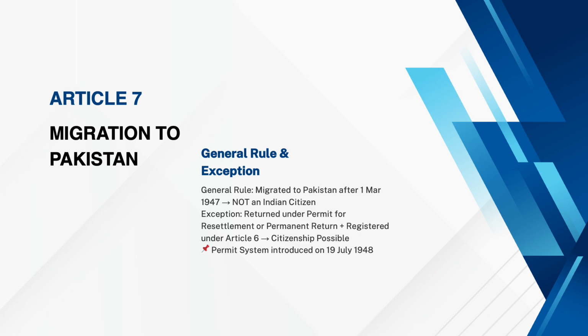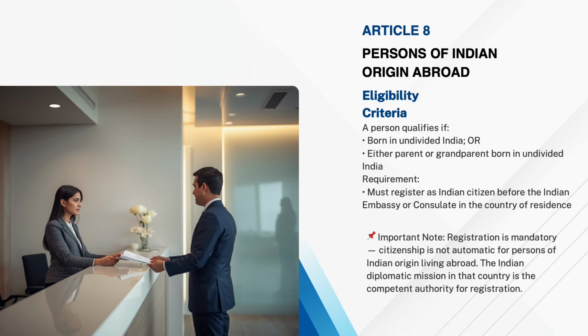Okay? But the exception is Article 6, right? Article 6, the one that we discussed just a few minutes ago. Not an Indian citizen, but there's a but, Article 6 will apply if they came back to India again. So Article 6 and 7 is all about the Pakistanis, okay? Now next, we move on to Article 8.